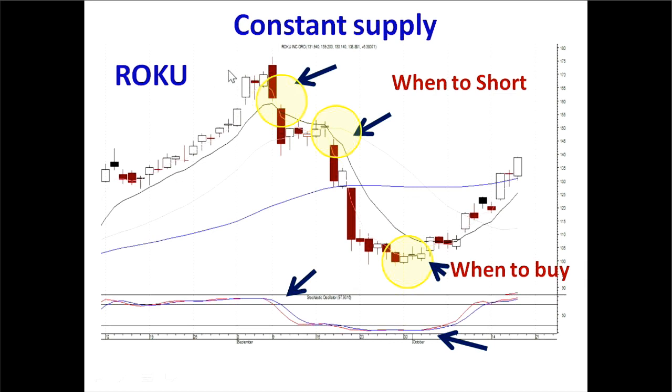So again, when we can recognize the signals and use the T-line and the stochastics, that's about all you have to put on your chart. Then the moving averages just act like your playing field to see what the investor sentiment is at those levels.